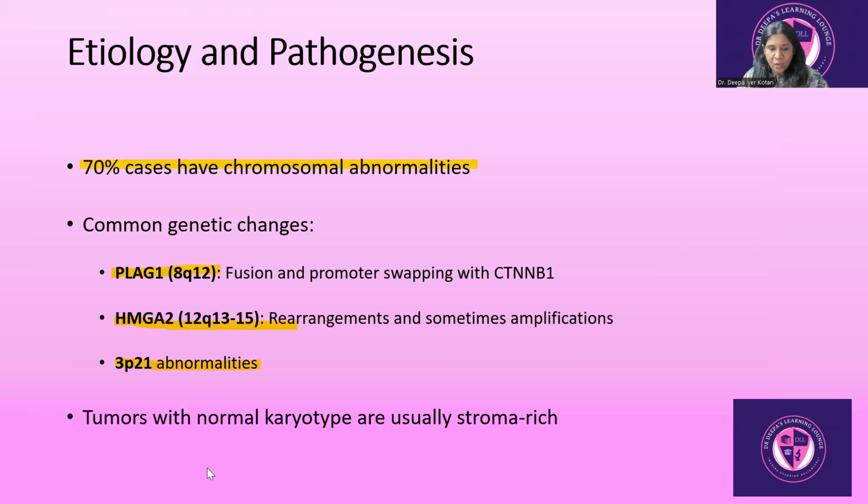3p21 abnormalities are also common in this subset of tumors. Some of these tumors have a normal karyotype. Those with a normal karyotype are usually very rich with stroma. So whenever the stroma is very rich, you are expected to have a normal karyotype in these salivary gland tumors.